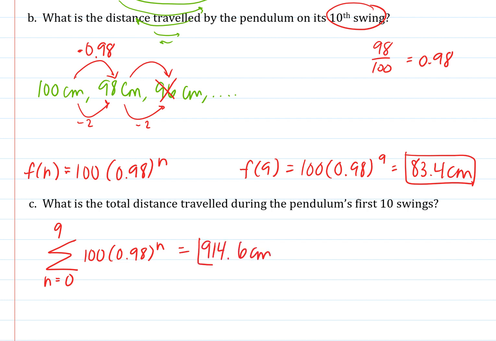914.6 centimeters. Well, that makes sense, because if each swing were 100 centimeters long and you've taken 10, that would be 1,000. But we know that the swings are getting a little bit shorter each time, so we end up traveling a total distance of just slightly under 1,000 centimeters.